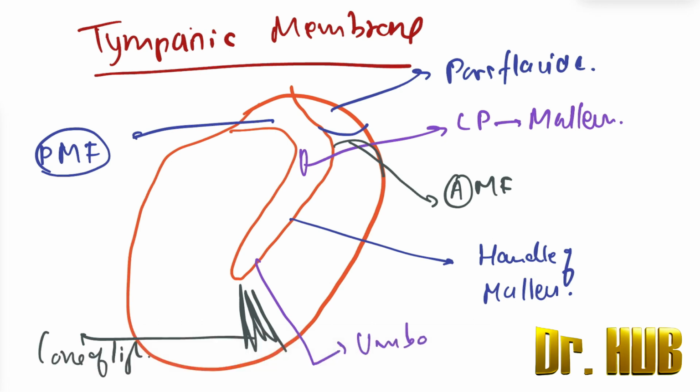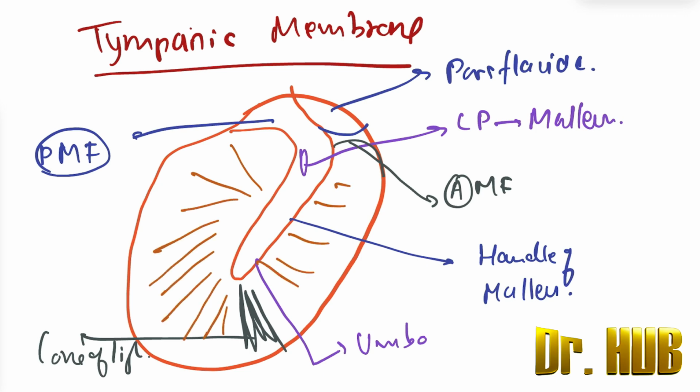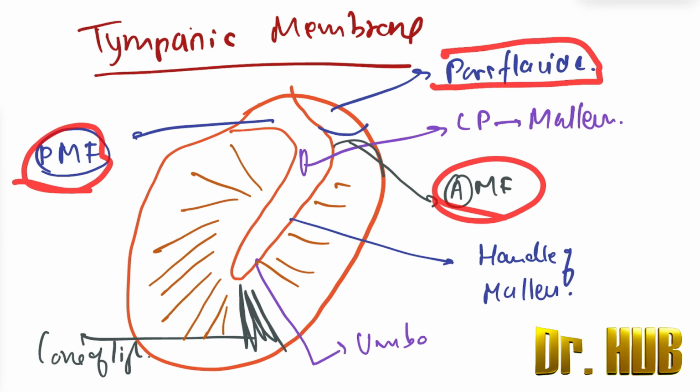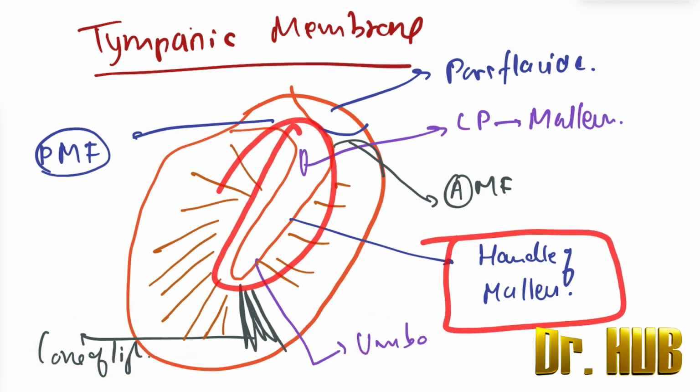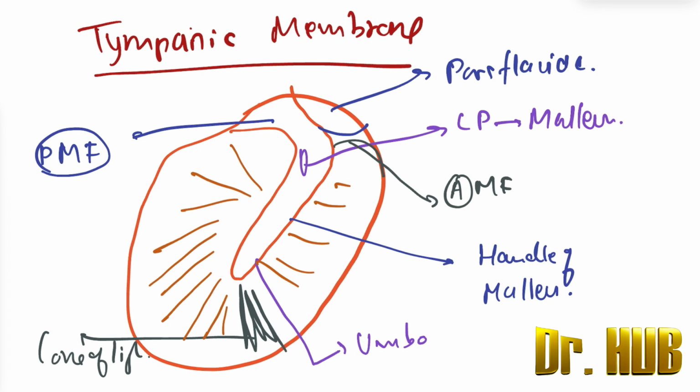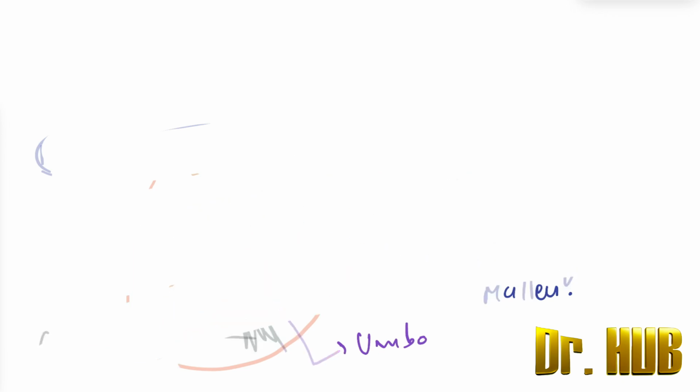And then you have some outward striations for depiction. So this is all about the tympanic membrane, the major diagram. There is a posterior malleolar fold, an anterior malleolar fold, a lateral process of the malleus, the pars flaccida, the umbo as well as the cone of light, and the handle of the malleus, very prominent. So this is about the diagram. Now let's look at each part. Let's remember this diagram and continue ahead.